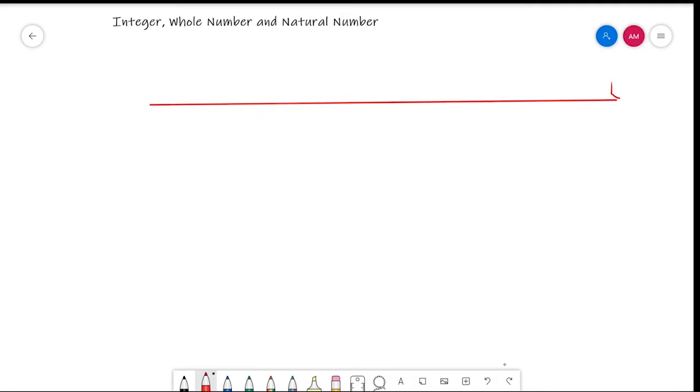So it has a zero, and let me drop that a little. Yeah, so we have a number line, and here we start from 0, and then we have 1, 2, 3, 4, and so on and so forth. And we also have -1, -2, -3, and so forth.